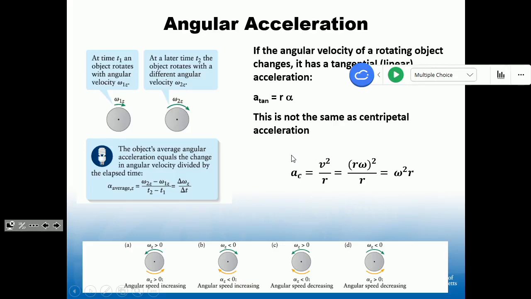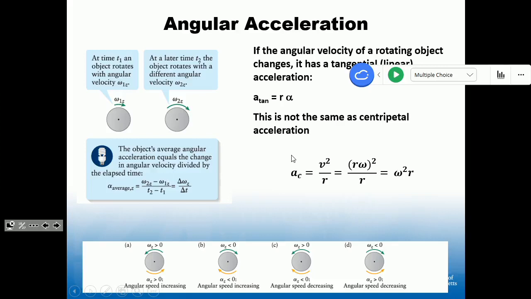Everyone with me? That's just like the linear case, where you describe a as delta V over delta t. So if speed doesn't change, a is 0. That kind of acceleration. But we covered another kind of acceleration in moving in circles. And we call that centripetal acceleration. That is required to move in a circle.